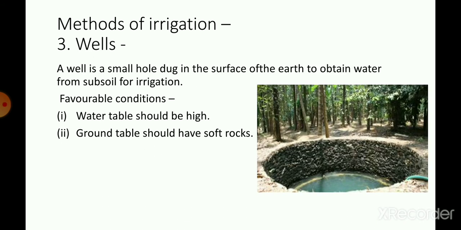Next, third method, well irrigation. A well is a small hole dug in the surface of the earth to obtain water from subsoil for irrigation. What are the favorable conditions to dig a well? First favorable condition, water table should be high. And second, groundwater should have soft rocks.